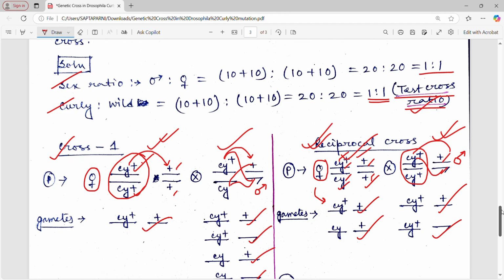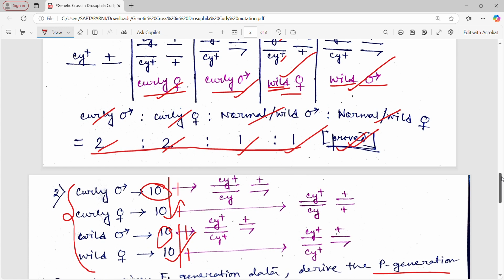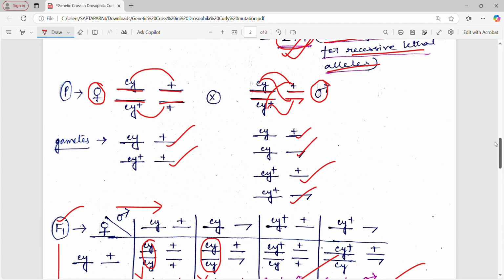In my next video, we will discuss lethality, when the sex ratio will not be 1:1. Okay, when the sex ratio will be either 2:1 or 1:2, then how the crosses will change, we will see in those videos. Okay, so with this, I end my today's video here.